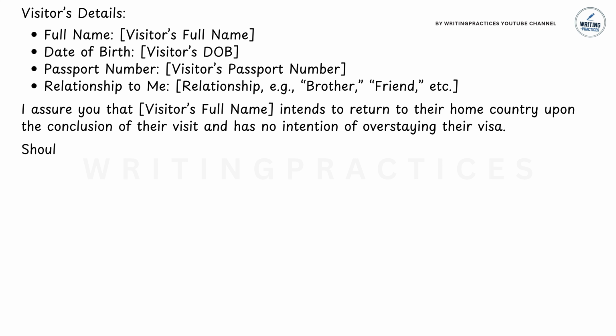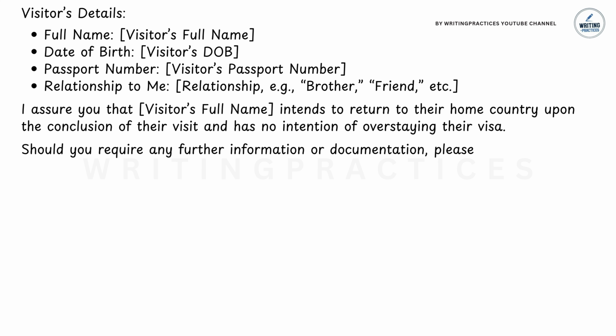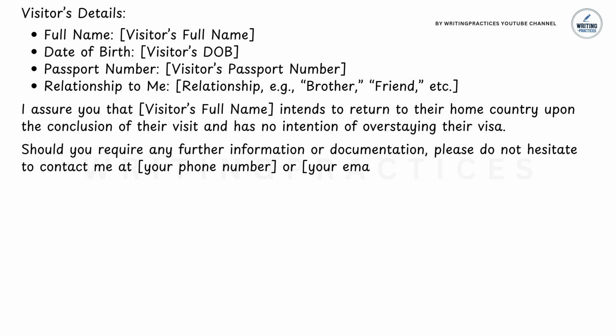11. Offer of further information. Express your willingness to provide additional information if required. This demonstrates transparency and your commitment to facilitating the visa process. For example, should you require any further information or documentation, please do not hesitate to contact me at +44 7946 0958 or john.doe@example.com.